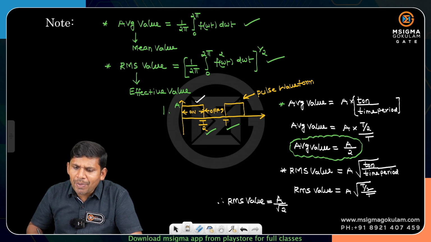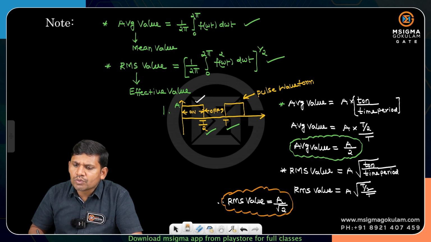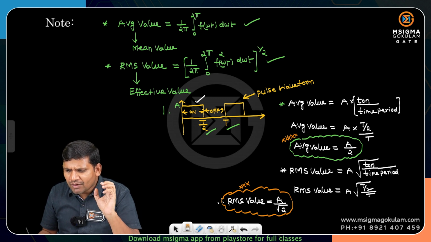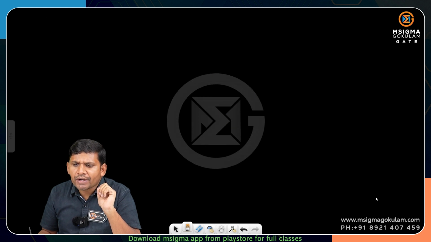That is, if any pulse waveform is periodic, then RMS value equals A by root 2, average value equals A by 2, students. Okay, this is one waveform. Next, for different waveforms, mostly 5 or 6 waveforms are there. For those waveforms, directly you remember. That is more useful from a competitive exams point of view.